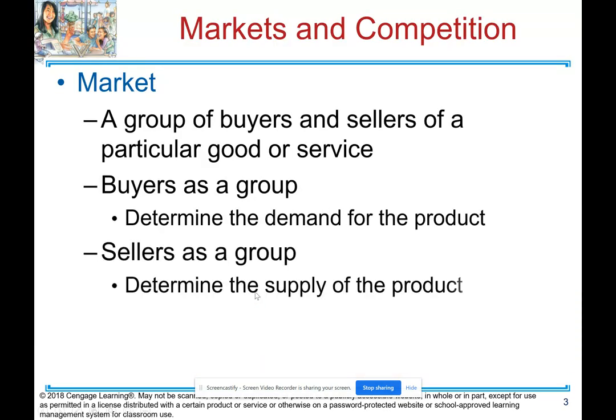First, let us define market. In the last chapter, we defined market as an institution that brings buyers and sellers together, a group of buyers and sellers of a particular good or service. Buyers as a group determine the demand for the product. Sellers as a group determine the supply of the product.